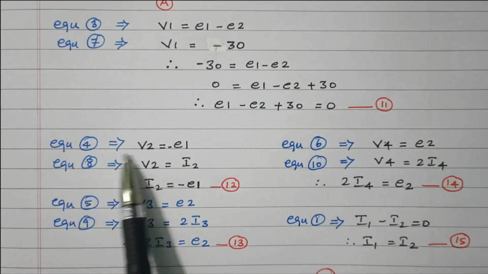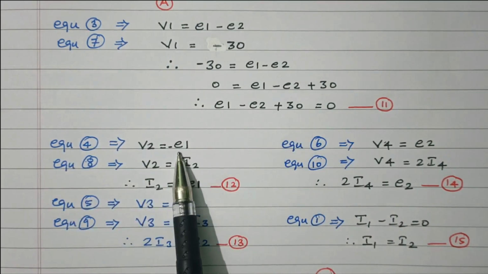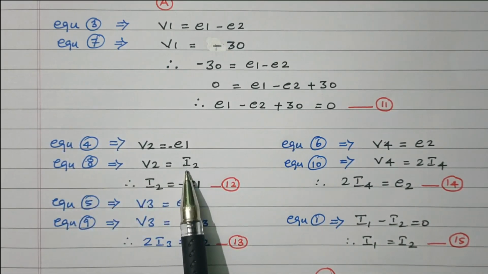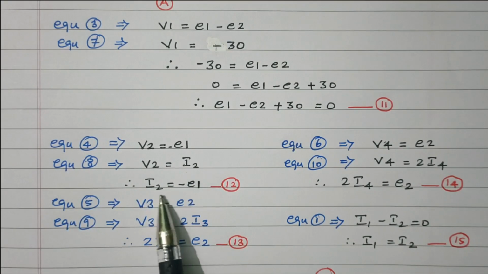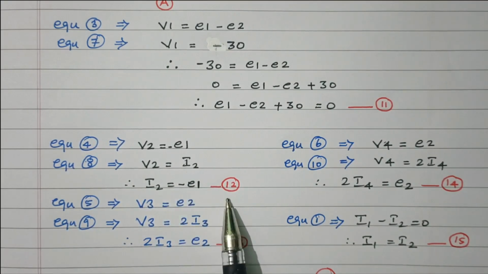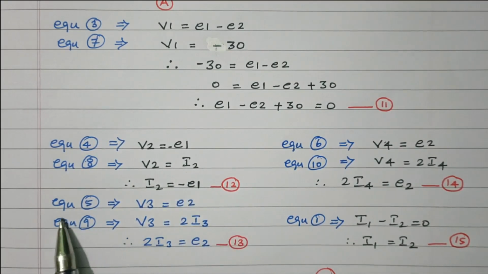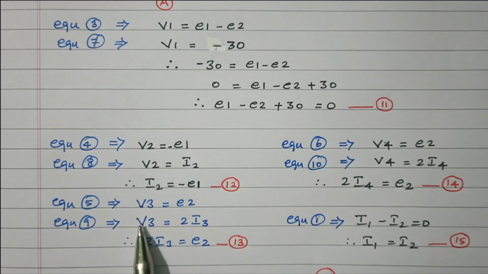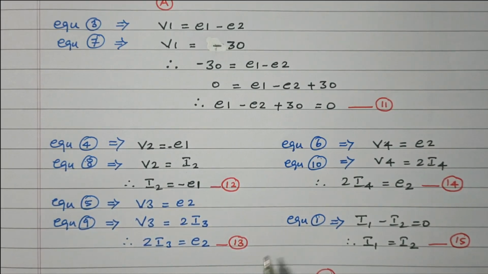Then equation 4 is V2 equal to minus E1. But from equation 8, V2 equal to I2. So both are same, so I2 equal to minus E1. Equation number 12. Equation 5, V3 equal to E2. But from equation 9, V3 equal to 2I3. So both are same. This right side is same, so the left side also same. 2I3 equal to E2. Equation number 13.